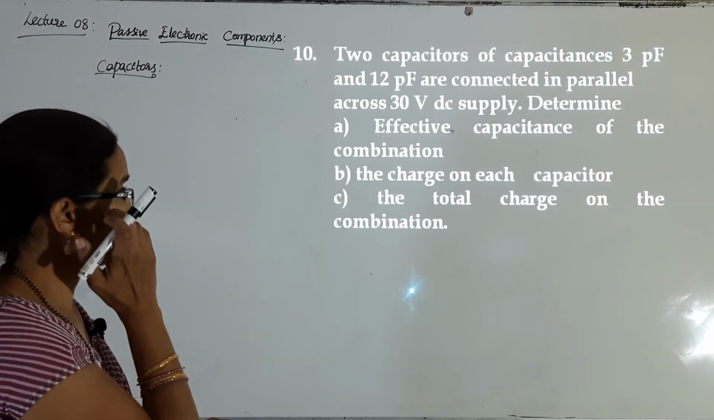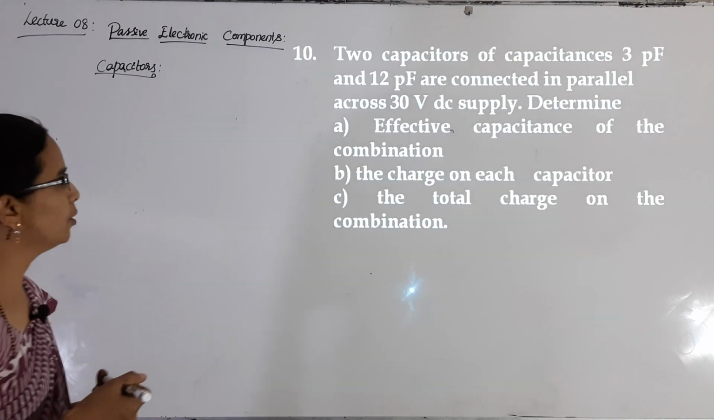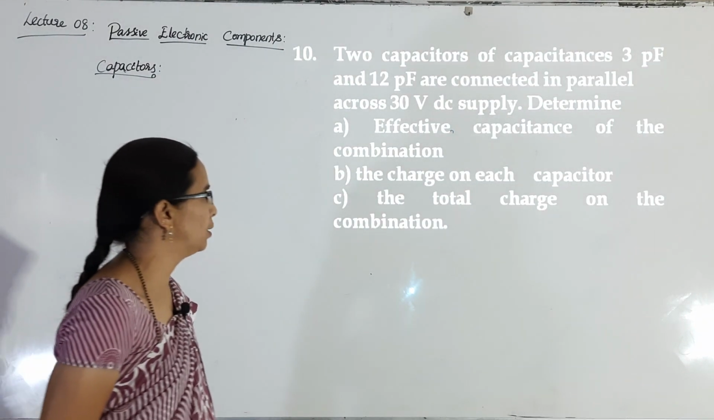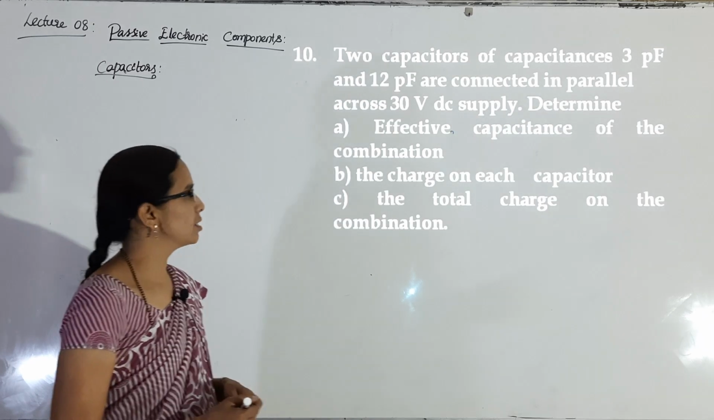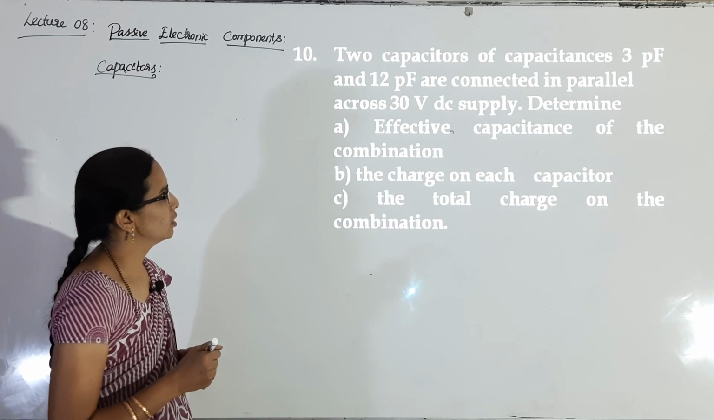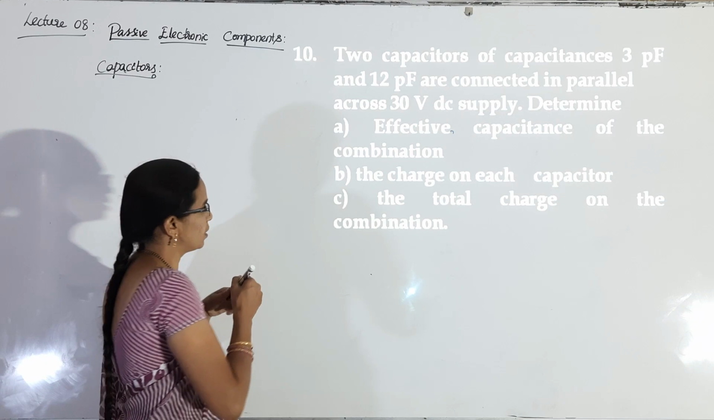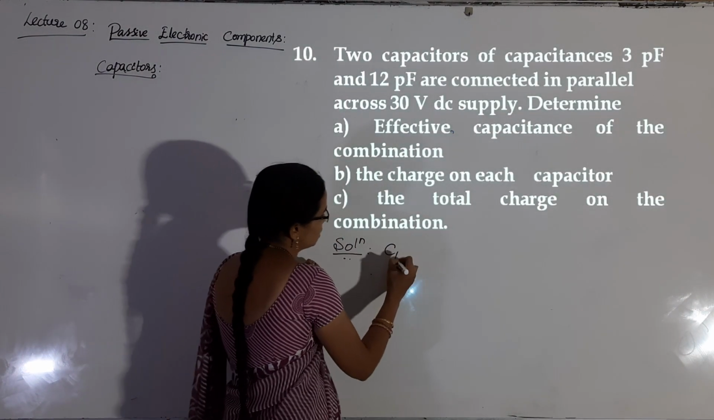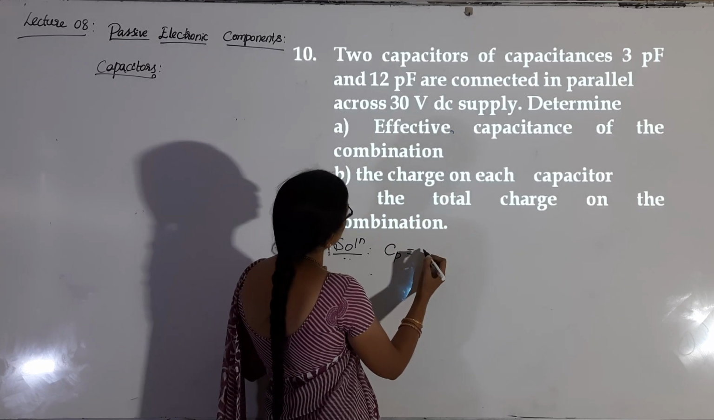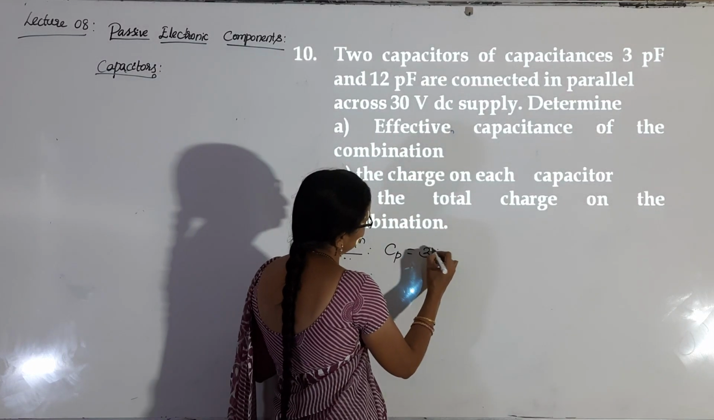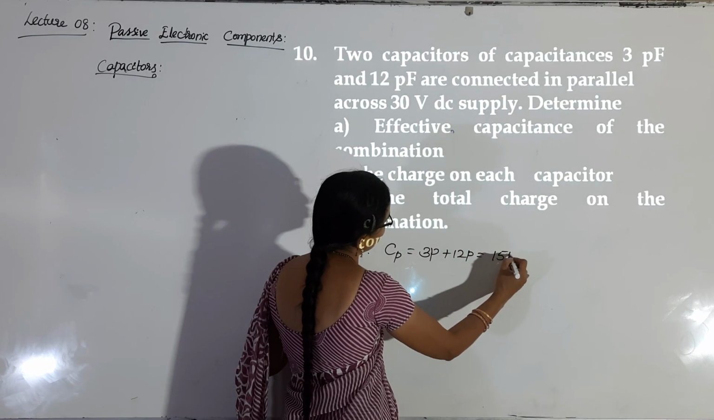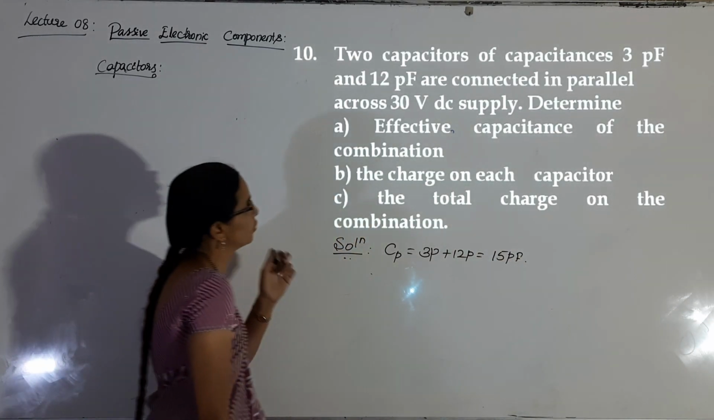Two capacitors of capacitances 3 picofarad and 12 picofarad are connected in parallel across a 30 volt DC supply. Determine the effective capacitance of the combination. So effective capacitance solution: Cp is equal to 3 plus 12, 15 picofarad is the effective capacitance.